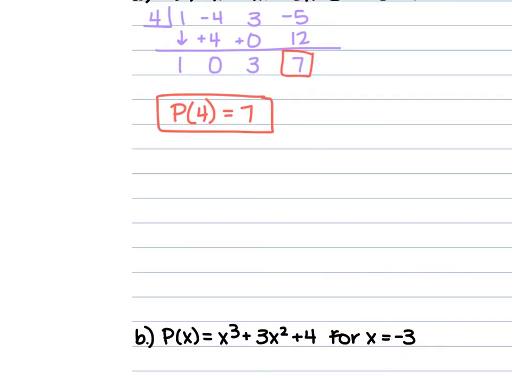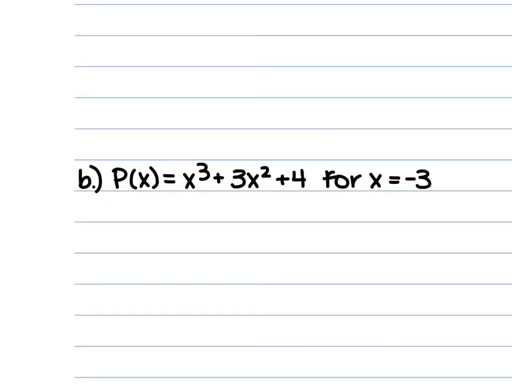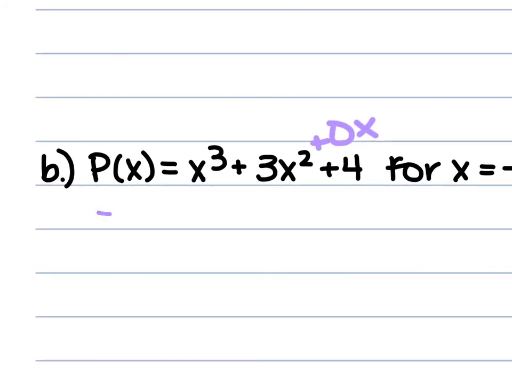So we do the same thing for B. We have p of x is equal to x cubed plus 3x squared plus 4. We're missing an x, so that would be a plus 0x, and we have that x is equal to negative 3. So negative 3 goes on the outside. Then we're going to have a 1, a 3, a 0, a 4.